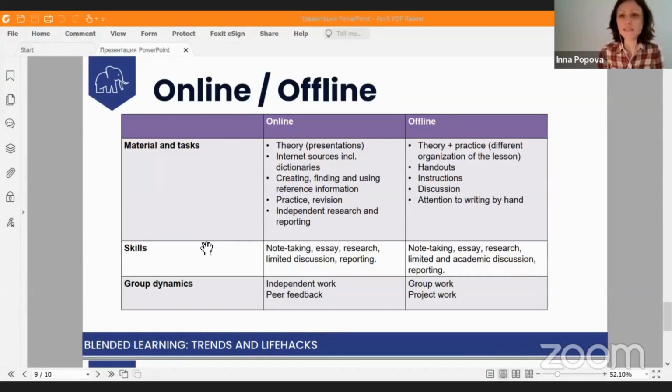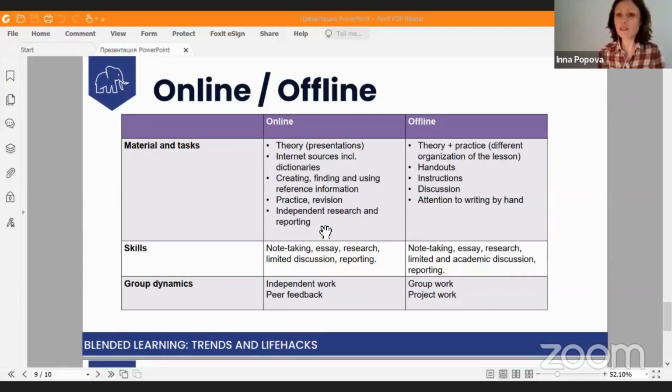Skills are basically the same. We just use offline sessions more for discussion. And you can see here in this second column, you see limited and academic discussion, and only limited discussion online, because you need the physical presence of your opponents or your group mates, teammates, to feel more comfortable during a discussion.